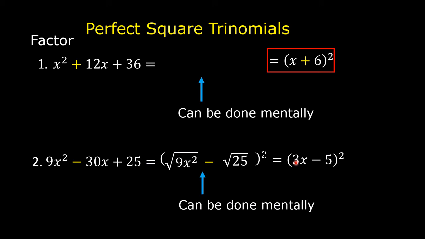This can be done mentally. The square root of 9x squared is 3x, and then minus, because the middle term is negative, minus. And then the square root of 25 is 5, and then close in parentheses squared. So the answer is the quantity 3x minus 5 squared.